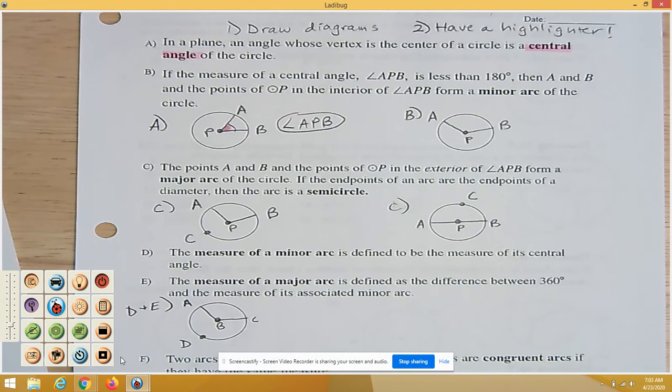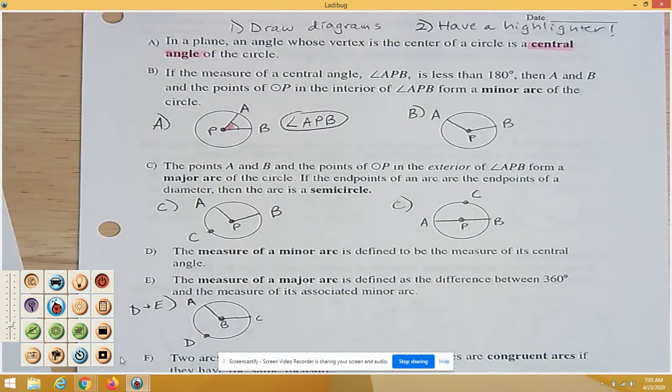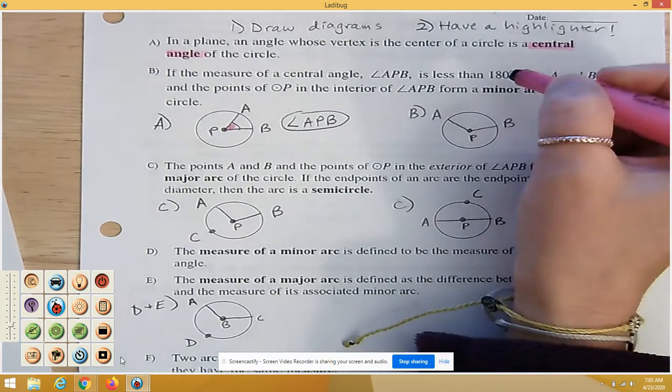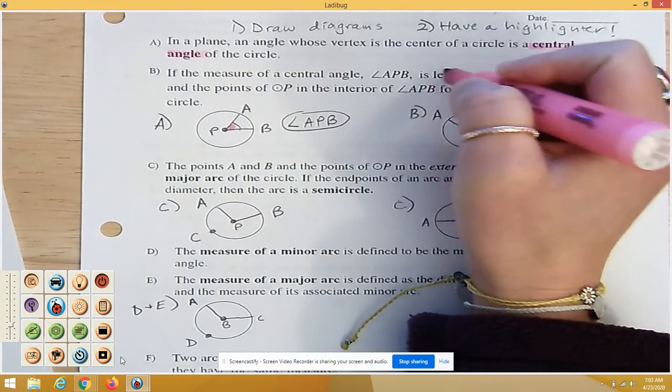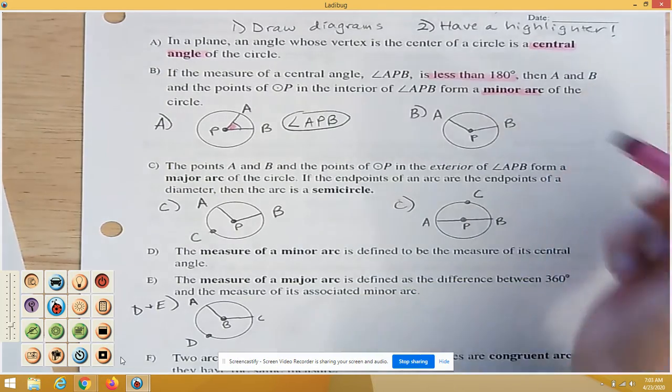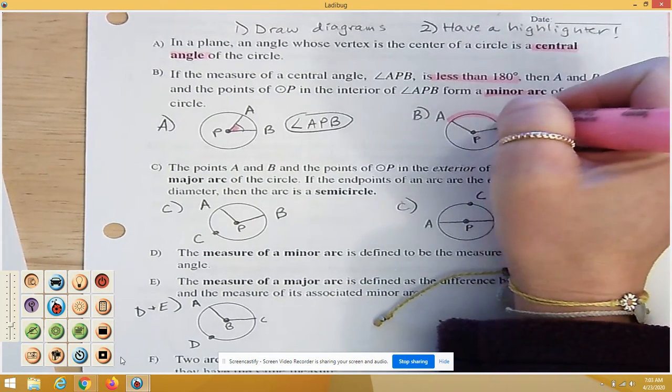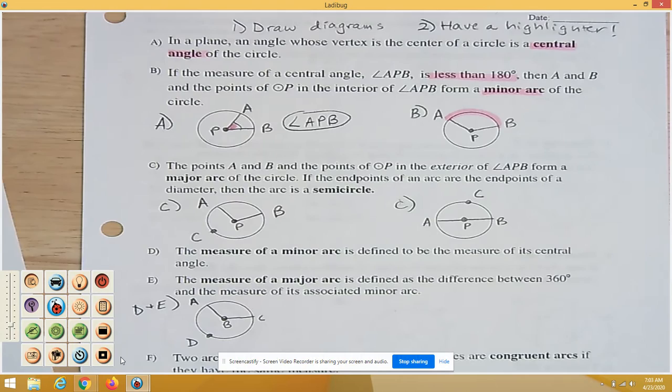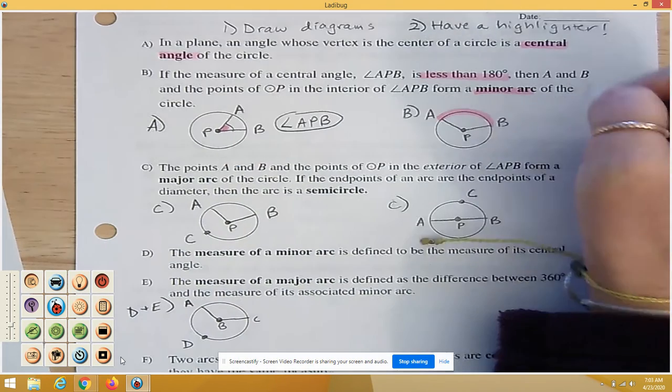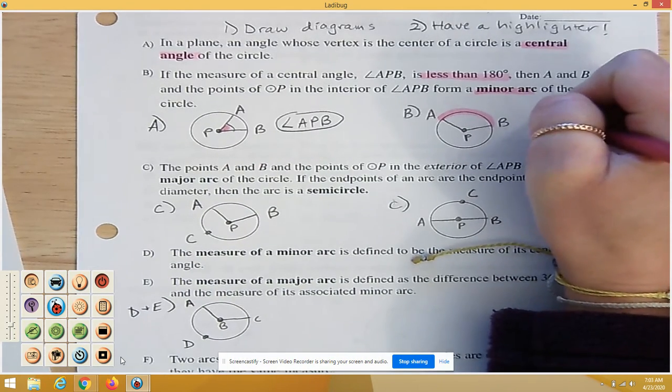So in letter B, if the measure of a central angle, angle APB, is less than 180 degrees, then A and B and the points of circle P in the interior of angle APB form a minor arc of the circle. So a minor arc is going to be less than 180. So if it's less than 180, it's a minor arc. And so that's going to be going around on the outside of the circle, and we have special notation for that. So this is going to be arc AB.